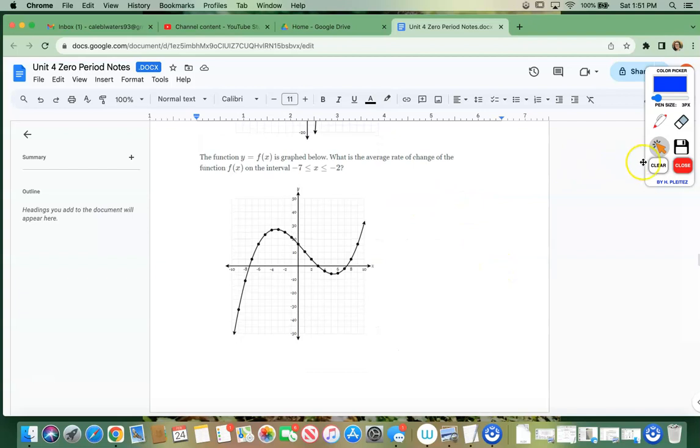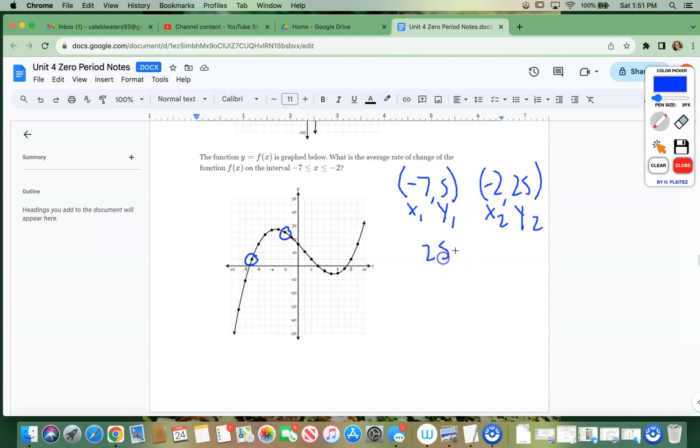Okay. So for this one, hopefully you had something like this. Looks like -7 was at, so these are going by 5, so -7, 5, for x1, y1. -2 looks like was up at 25 for x2, y2. That makes it 25 minus 5 divided by -2 minus -7. That makes it 20 over 5 equals 4.